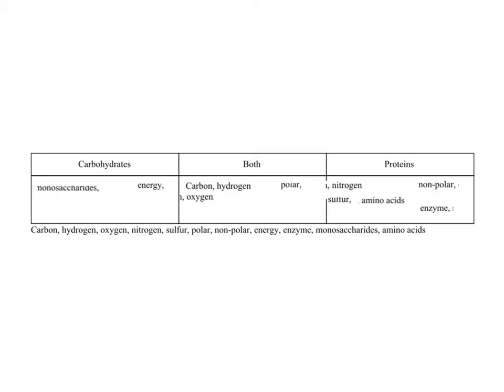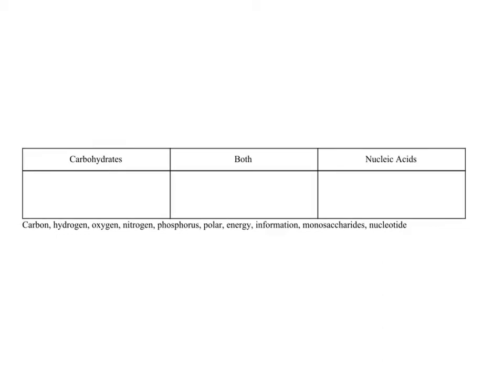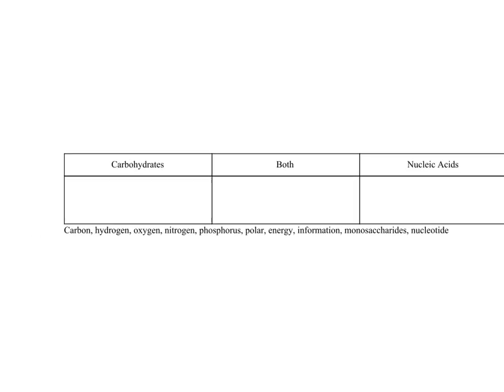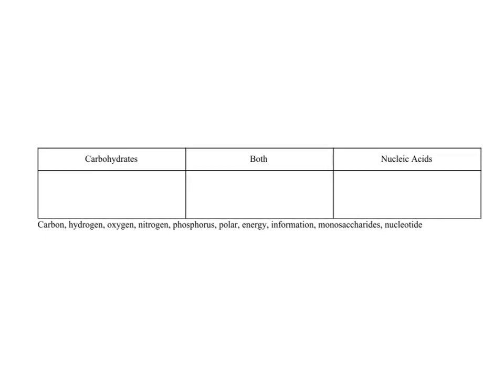All right, our last carbohydrate comparison is between carbohydrates and nucleic acids. So by this point, this should be getting pretty easy, right? We know carbohydrates have carbon. We know they have oxygen. We know they have hydrogen, because that's the meaning of carbohydrates. Do nucleic acids have all of those things? It turns out that they do, because every nucleic acid has a little bit of a sugar in it. So all three of those can go in the middle.